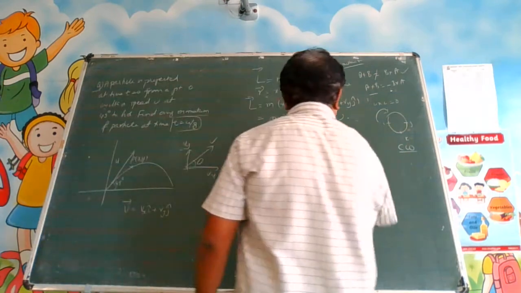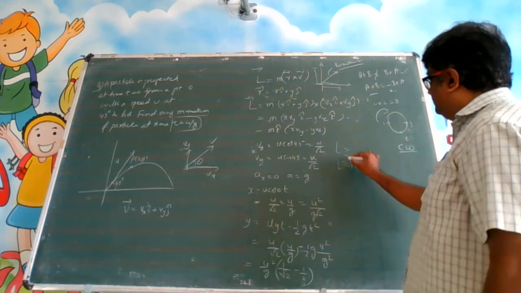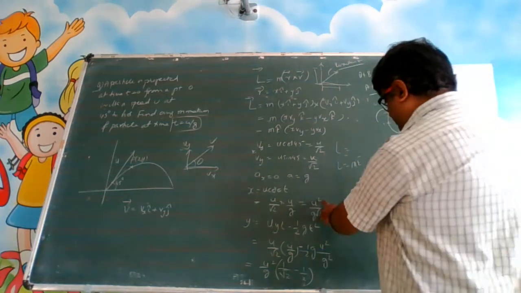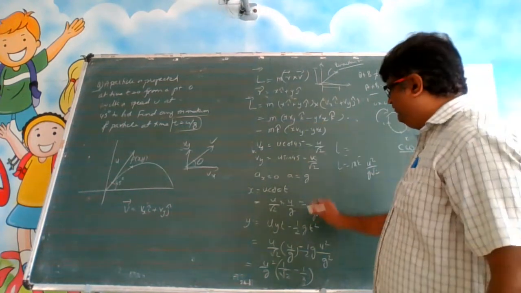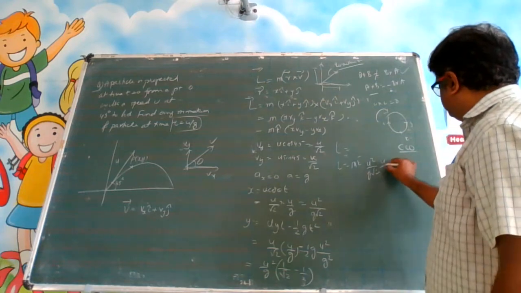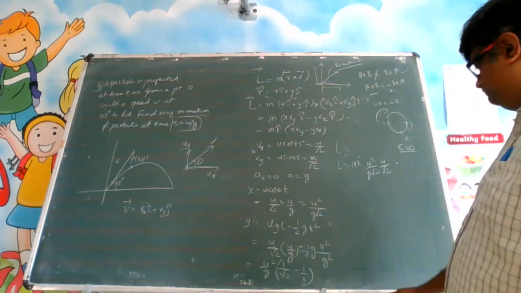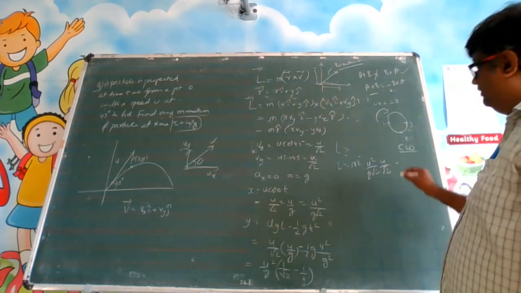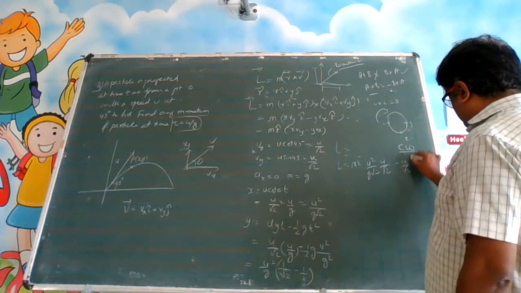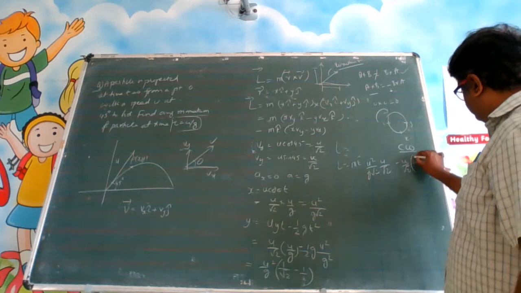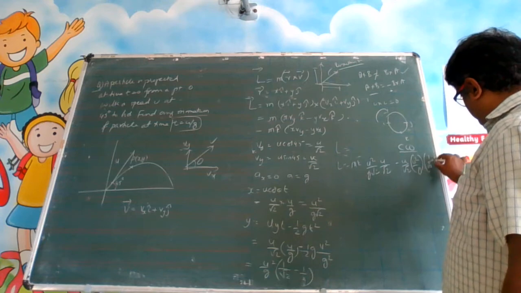So L will become what? L will become m k x vy. X is how much? u square by g root 2 into vy. Vy is u by root 2, minus y. Y is this much value into vx. What is vx? Vx is also u by root 2 multiplied by u square by g, 1 by root 2 minus 1 by 2.